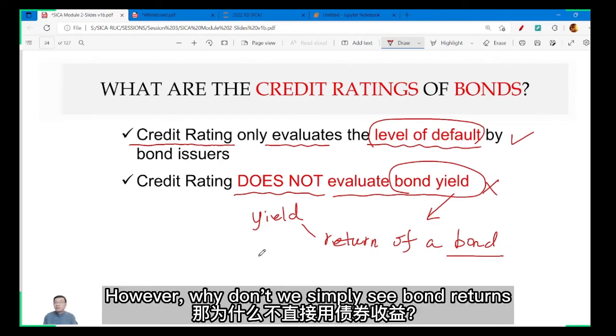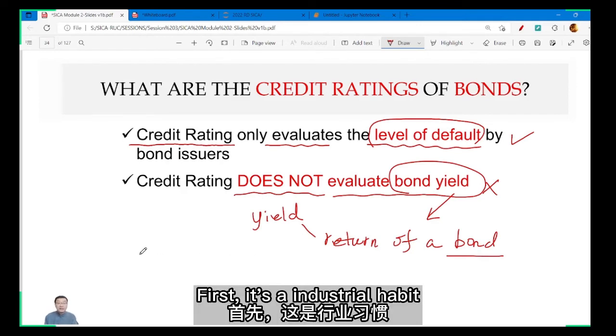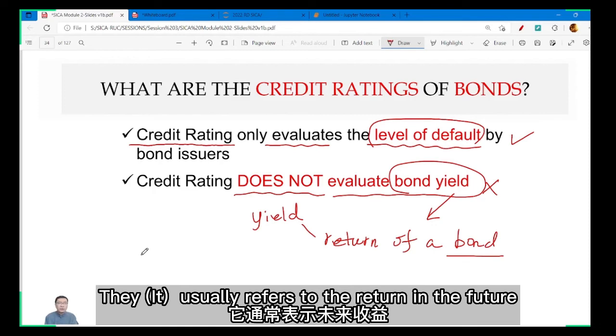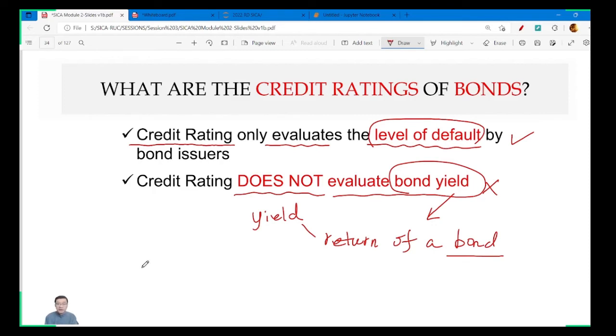However, why don't we simply say bond returns? First, it's an industry habit. Second, yield sometimes has special meanings. It usually refers to the return in the future.